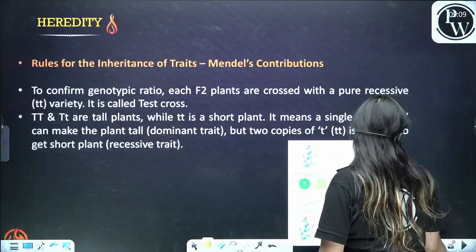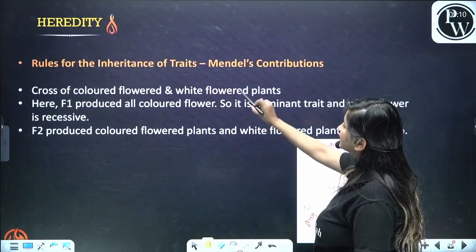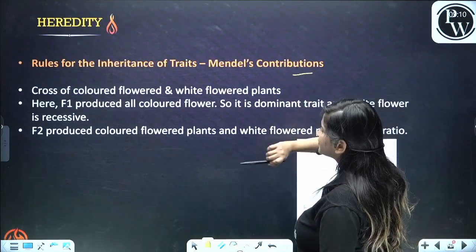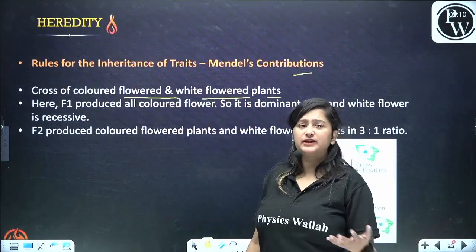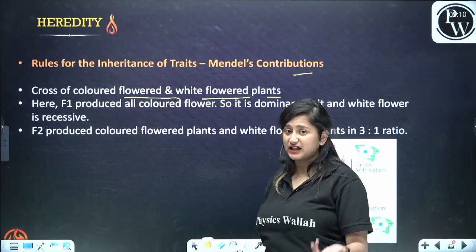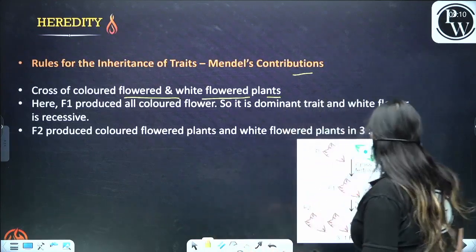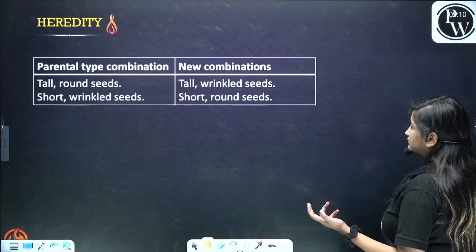Now let's move to the rules for inheritance, that is Mendel's contribution. Cross of colored flowered plant, like now he has observed, he has taken different characteristics, that is height, then color of the flower, so yeah, this is all about.